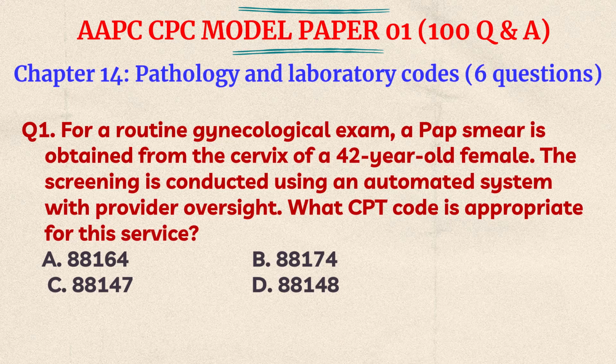For a routine gynecological exam, a pap smear is obtained from the cervix of a 42-year-old female. The screening is conducted using an automated system with provider oversight. What CPT code is appropriate for this service? So there are 88000 series codes available. So please pause the video, take your CPT code book and find the answer.